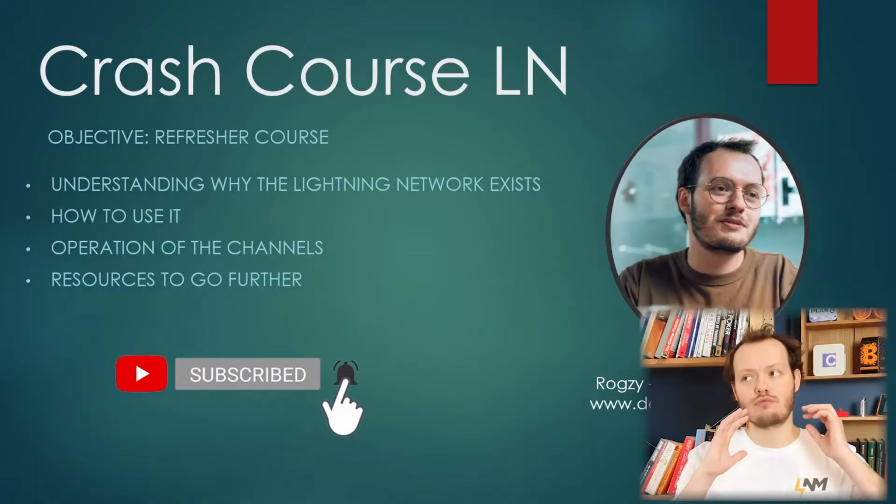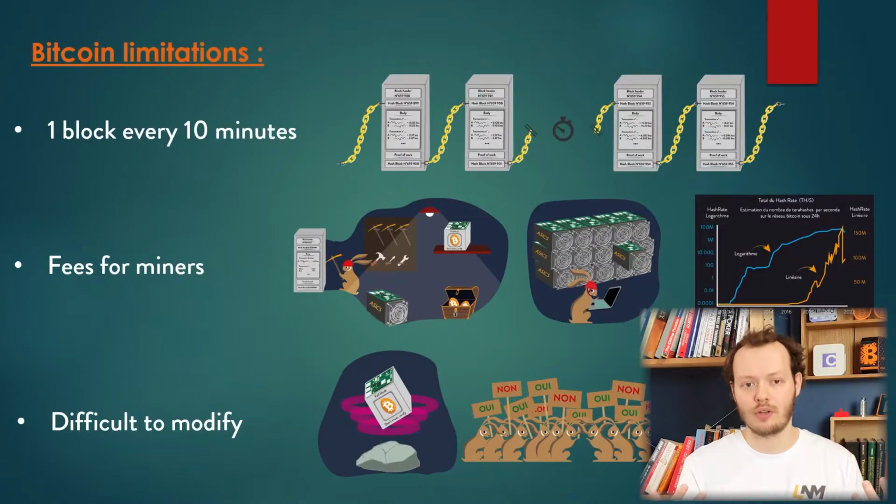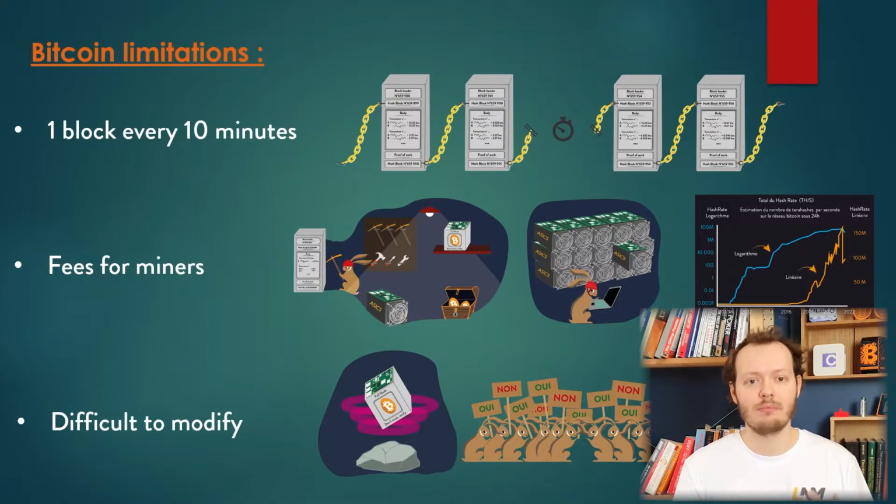So, the first really important thing to understand is why we need the Lightning Network. Why do we need to build a layer 2 of Bitcoin, which is going to enable different functionality and trade-offs? Well, it's simply because Bitcoin, by design, has some limitations. And those limitations are not a bug, they are a feature.